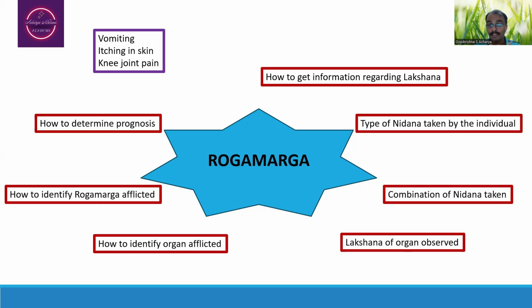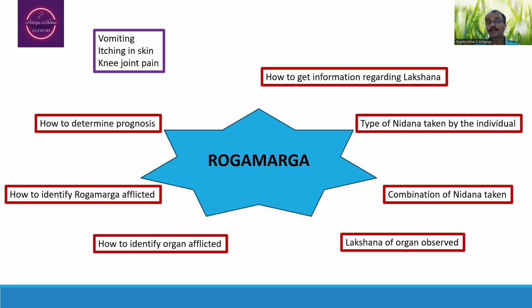And itching in the skin: which particular part of the skin is itching? For example, if it is present in the palm, whether the person is using washing powder that is leading to the itching. Or wearing bangles or ornaments, or a necklace around the neck, might be a possibility for the itching in the skin. Like that, the type of Nidana will be deciding that. In the case of knee joint pain, whether the person is doing excessive walking or running, or sleeping or sitting for a longer amount of time, those are the Nidana, that is, what type of Nidana is taken.